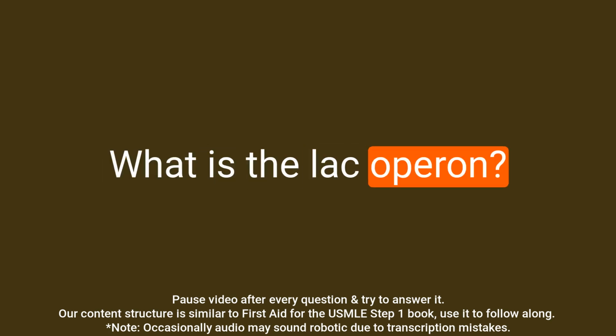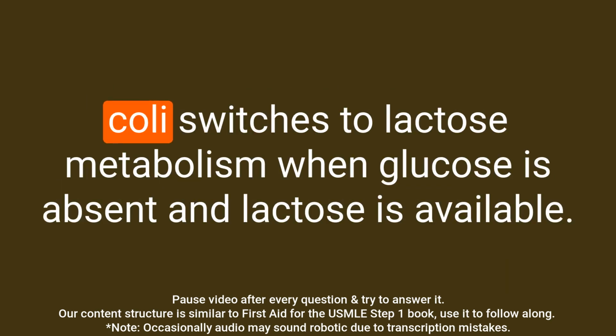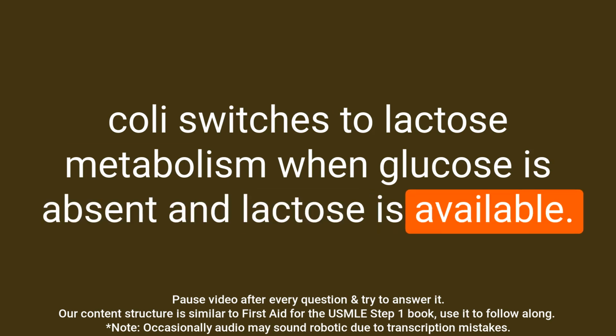Question: What is the Lac Operon? Answer: The Lac Operon is a classic example of a genetic response to an environmental change in which E. coli switches to lactose metabolism when glucose is absent and lactose is available.